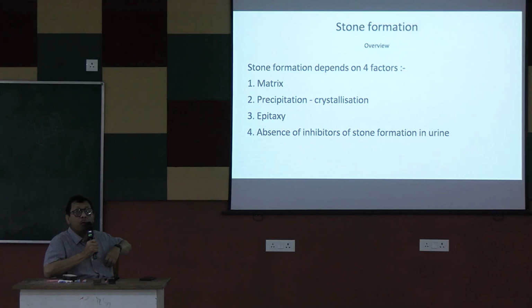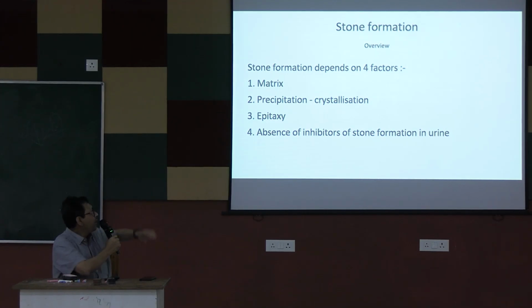Third is epitaxy. What is epitaxy? Epitaxy is the formation of a stone of different constituents layer by layer with similar structure. Suppose you have a calcium oxalate stone. On chemical analysis following removal, on cut section, you will find there is a uric acid nidus inside, a uric acid stone on which the calcium oxalate is formed layer by layer.